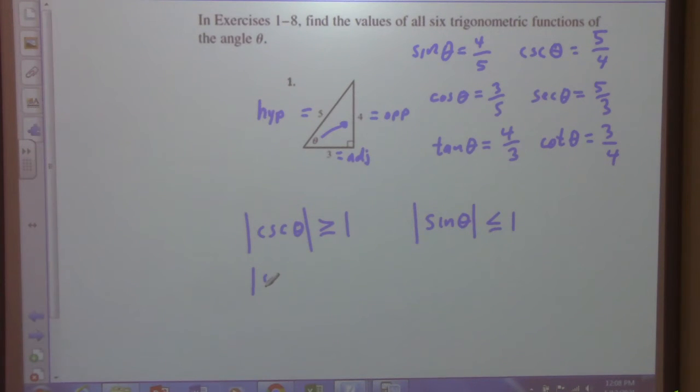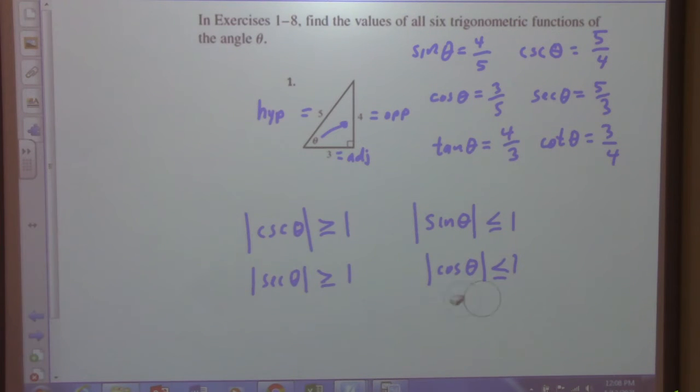Similarly, for secant theta and cosine theta. Okay? So look for that. These have to be greater than or equal to 1. These ones here are less than or equal to 1. Okay, any questions on that?